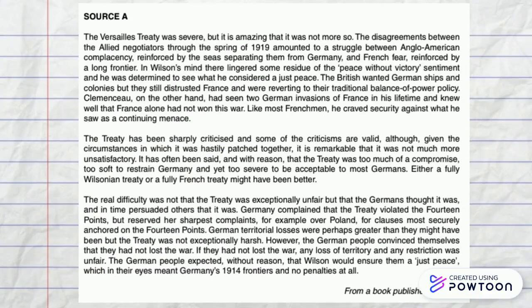Well, here you have source A. This is the usual length these sources have when you have to do written comparison, because if not, it is going to be very difficult to find enough similarities and differences.